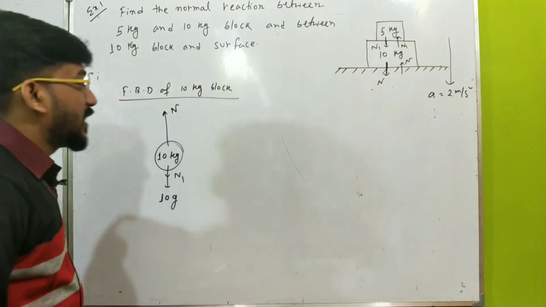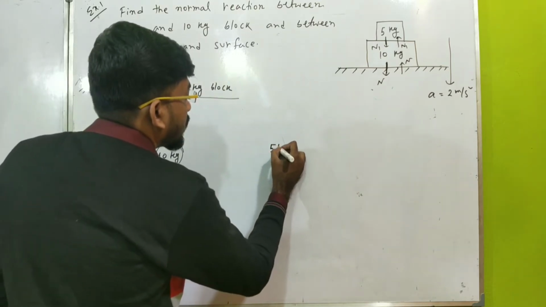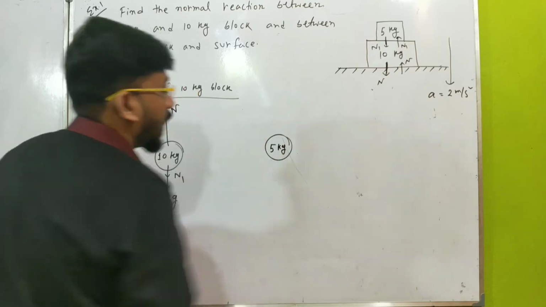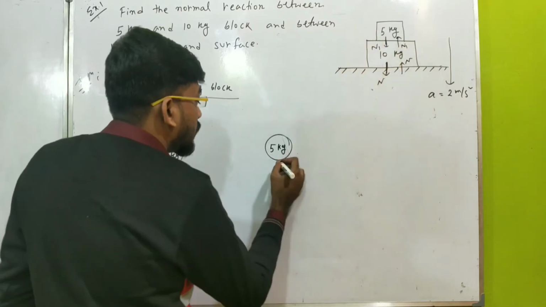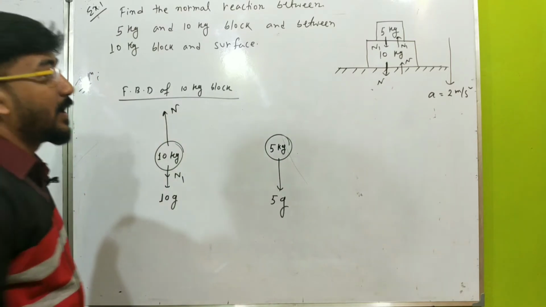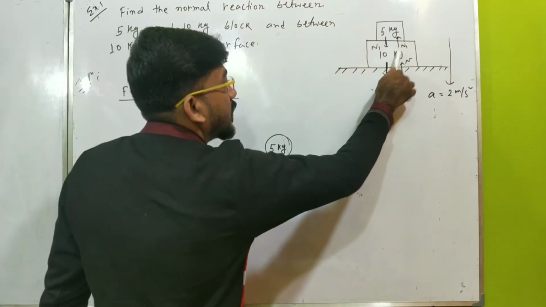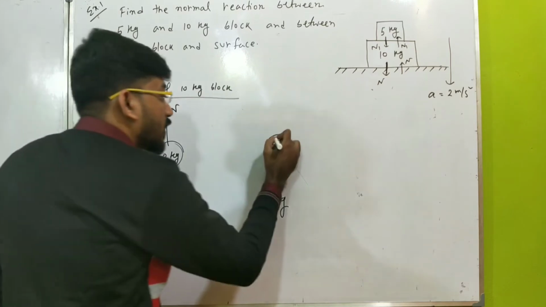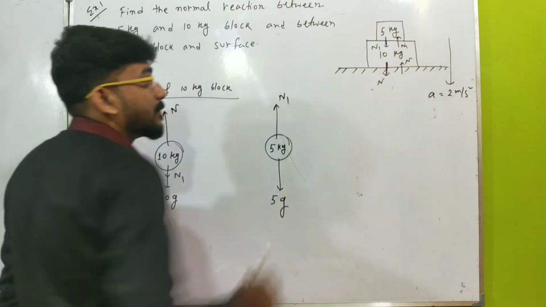Now what will be the free body diagram of the 5 kg block? If you see the free body diagram of the 5 kg block, what are the forces acting? One force is obvious, that is the gravitational force, 5g, that is mg, and another force that the 10 kg block is giving to the 5 kg block in upward direction, that is N1.